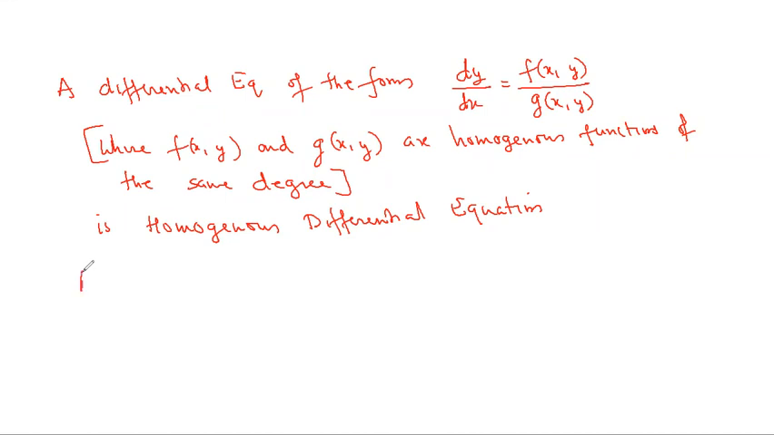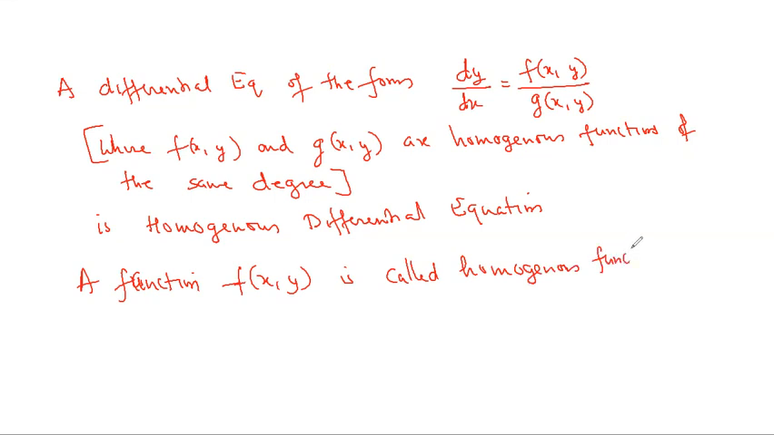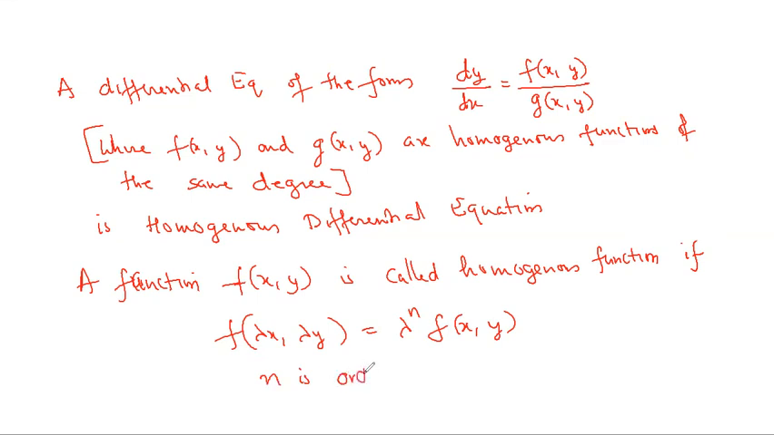A function f of x, y is called a homogeneous function if f of lambda x, lambda y is lambda raised to n times f of x, y. n is the degree or order of the homogeneous function.